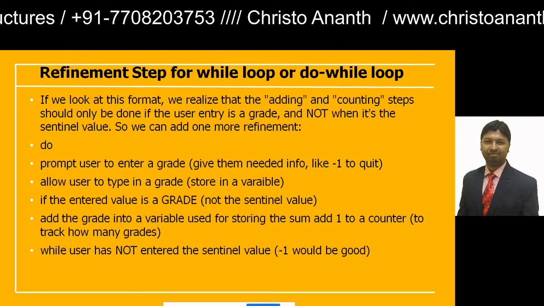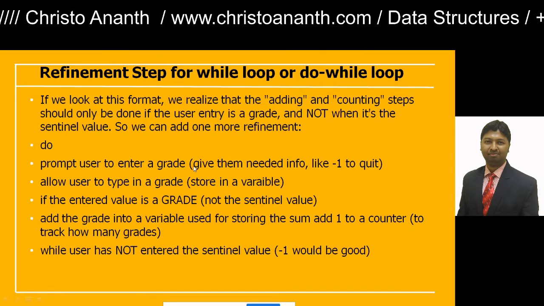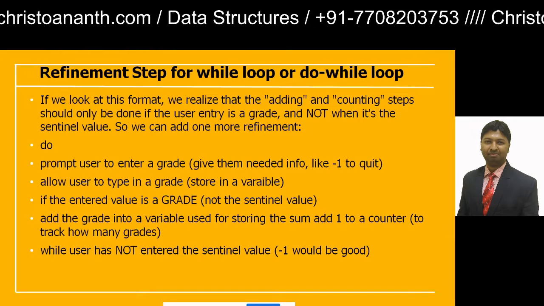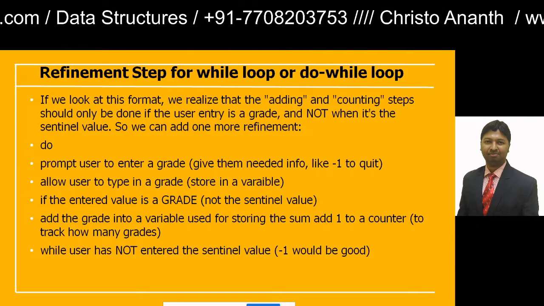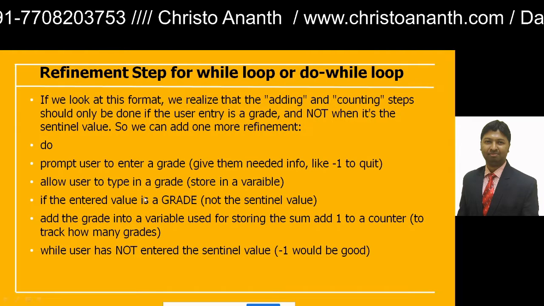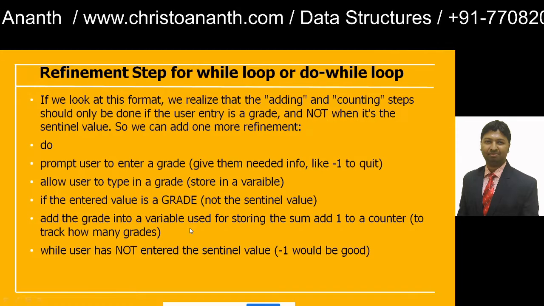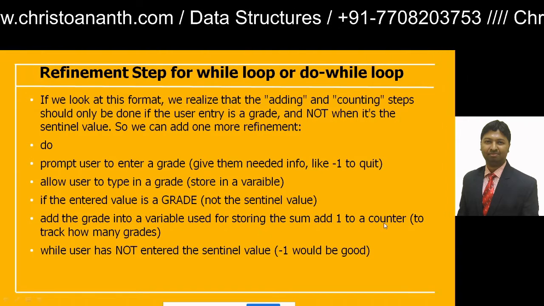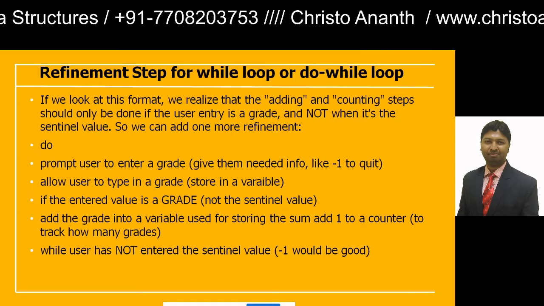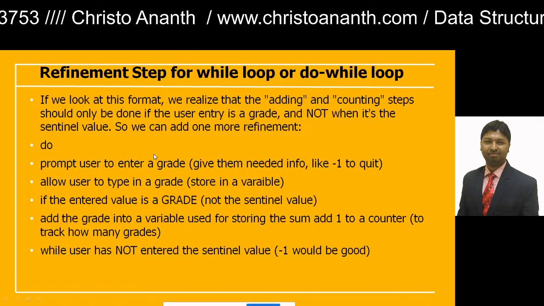So we are going to do one more refinement. Prompt the user to enter the grade. User types in the grade. If the entered value is a grade, only if it is a grade, you add the grade into the variable used for storing the sum, and you add 1 to the counter. This is the extra step. Only if it is a grade, you add it to the sum variable and add 1 to the counter to track how many grades have been entered. And if the user has entered the sentinel value, then you are going to exit.